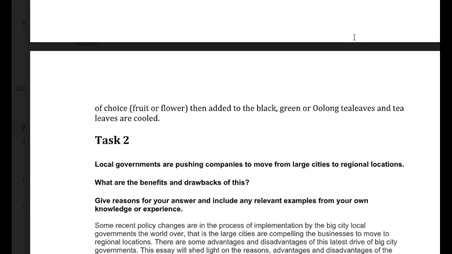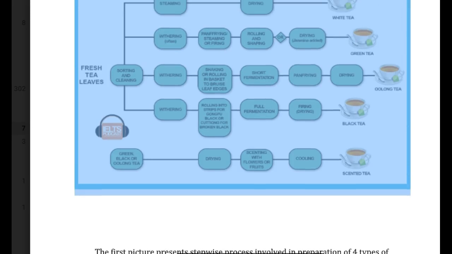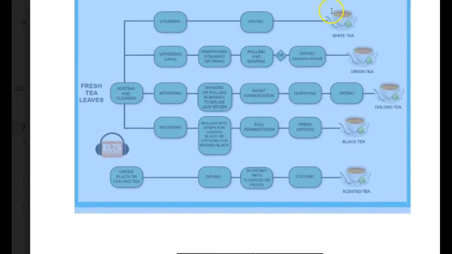So the first problem that I could see here is, number 1, the fact that you didn't really have a clear overview. The overview should have stated just some main things, like the shortest tea process versus the longest tea process, the fact that all the types of tea, except for white tea, can make scented tea.